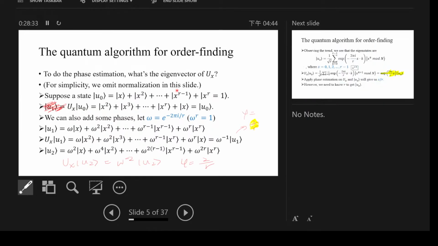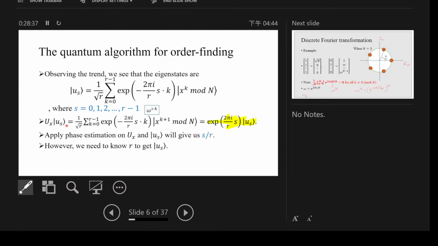And then you can do this checking here, this Ux on Us, just algebraically, and you see that Ux on Us, you increase this k to k plus 1, because you just multiply everything by x, and then you relabel your k, then you get this e to the 2 pi s over r phase. And as we said, if you do phase estimation on any of these, when s is not equal to 0, then you will learn s over r. So that's pretty cool.